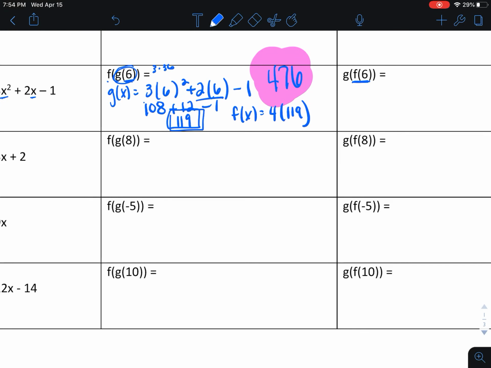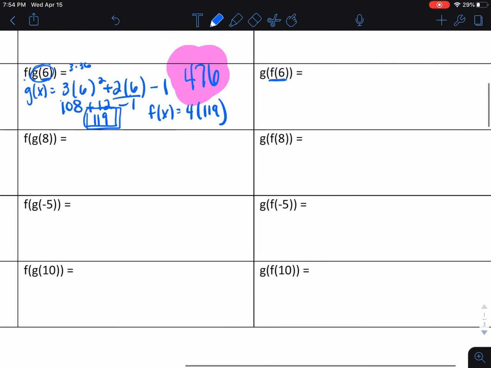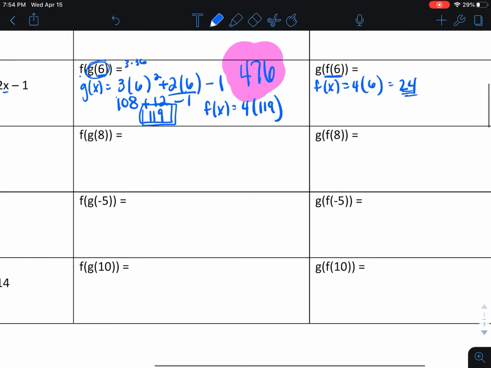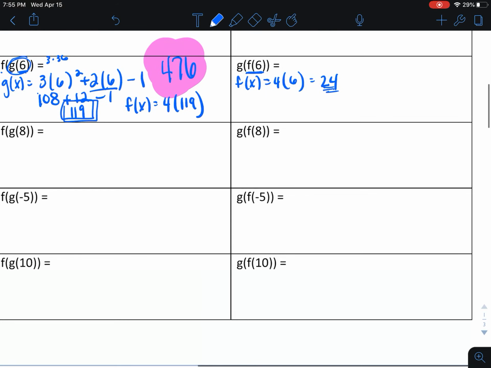Now we're starting with the second one over here. We're starting with f of 6 first. So we plug 6 into the f function to begin with. My f of x function is 4 times my x, which in this case is 6. So this gives me 24. That was pretty simple. Now we're going to take this 24 and plug it into our g of x function. So my g of x function is going to be 3 times 24 squared plus 2 times 24 minus 1.